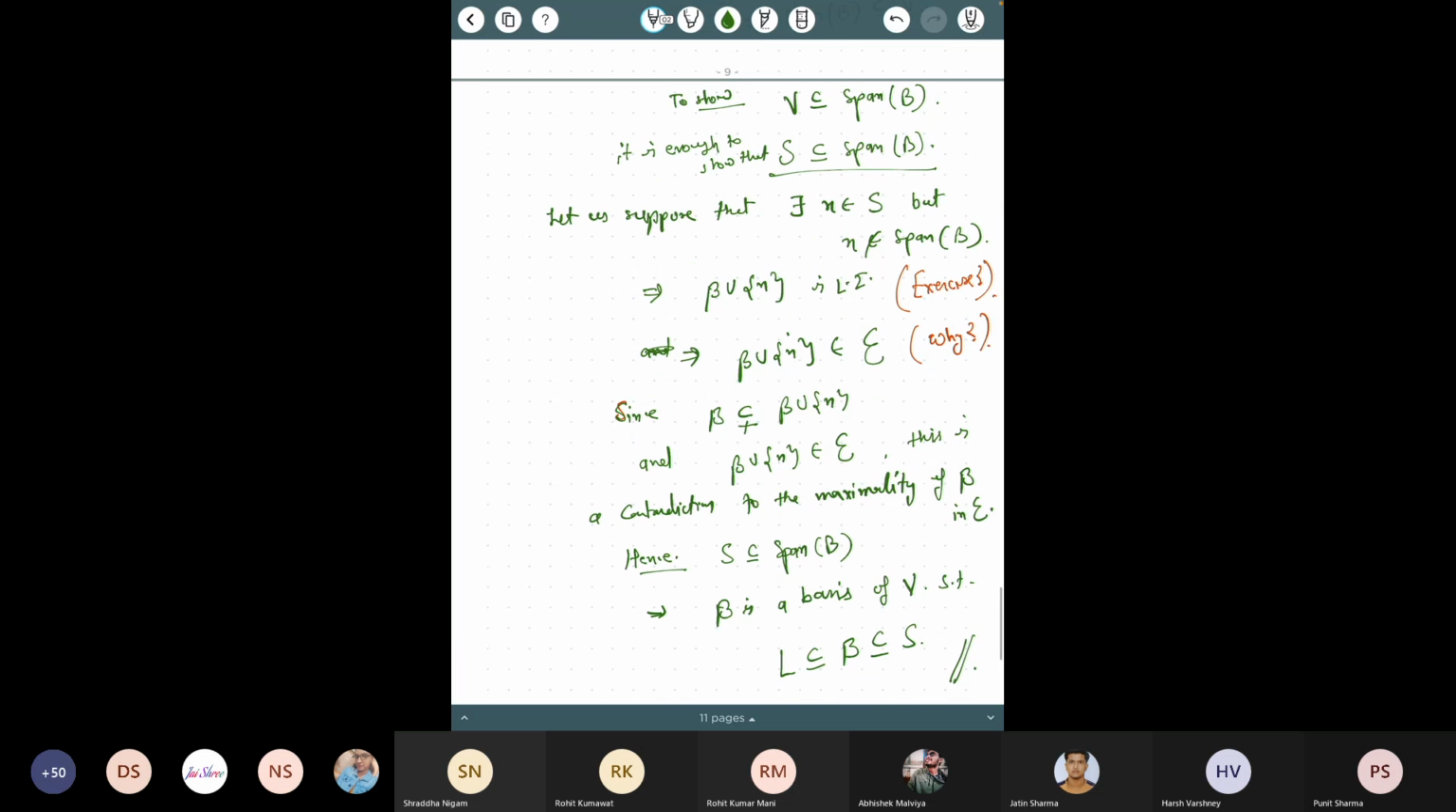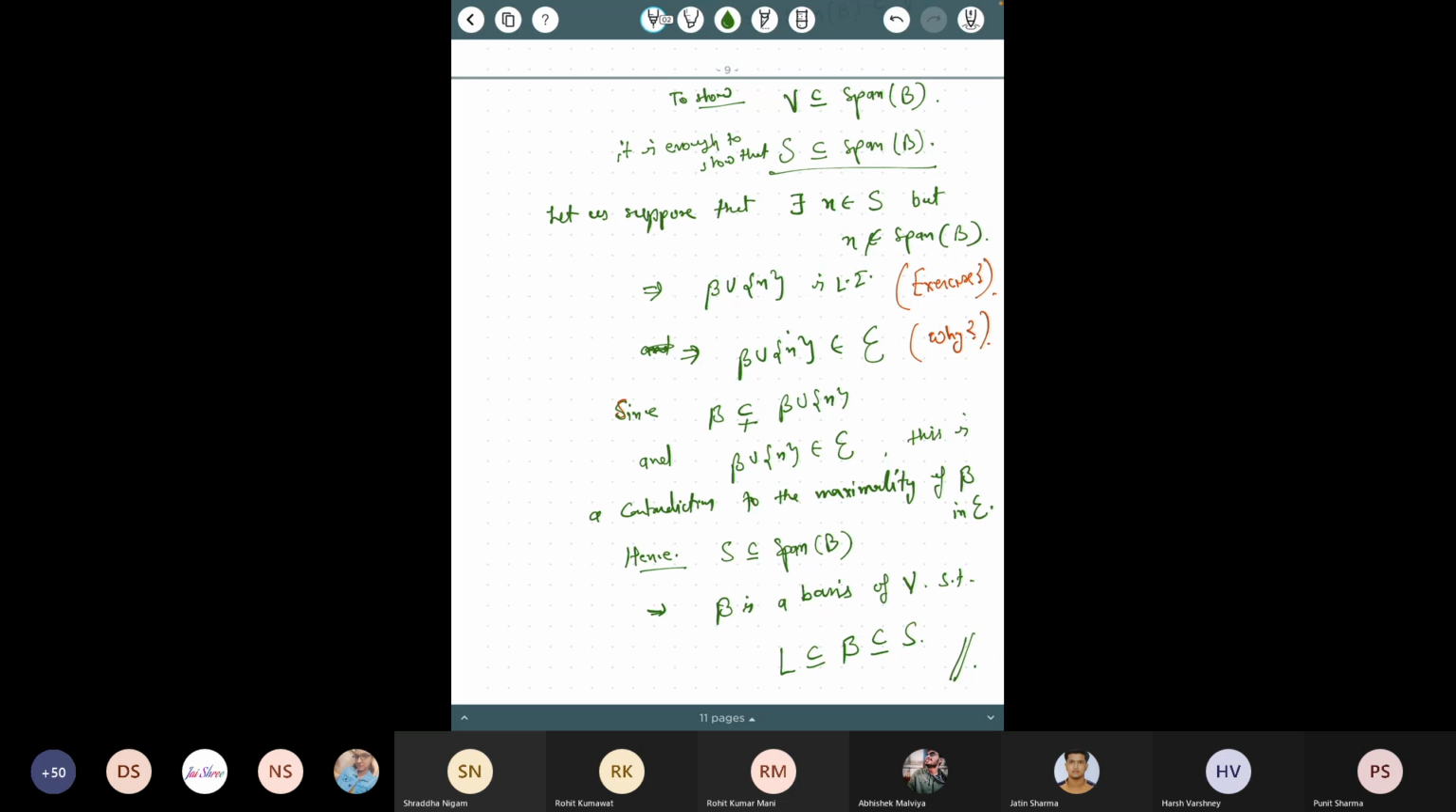Okay, so the last part of this result I have not explained much, but it is very straightforward because till this point things are clear. You just have to show that B union x is linearly independent, and this shows that it belongs to this set E. But since B is already in E, and now B union x is also in E, B is properly contained in B union x. So this is a contradiction of maximality of B, that B is maximal, and therefore it cannot happen.